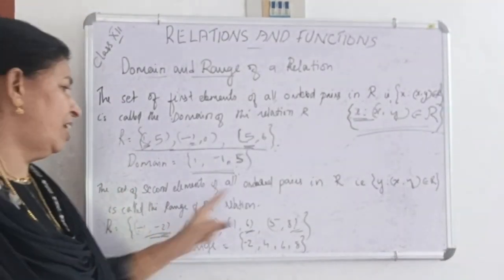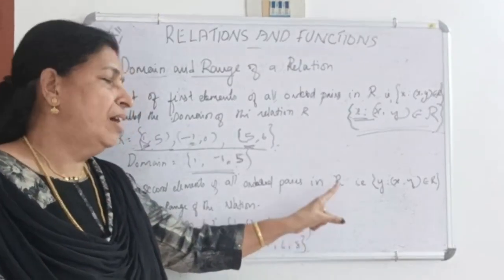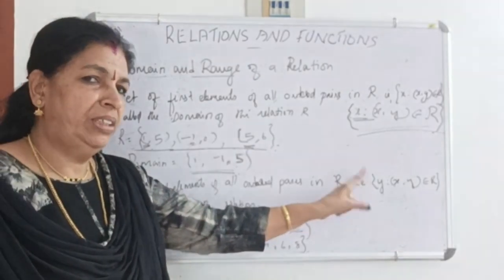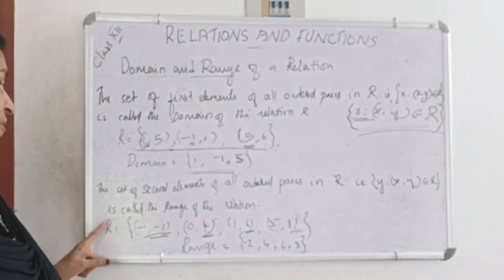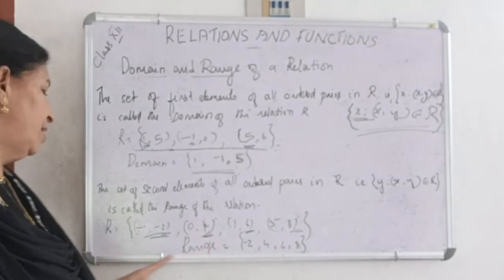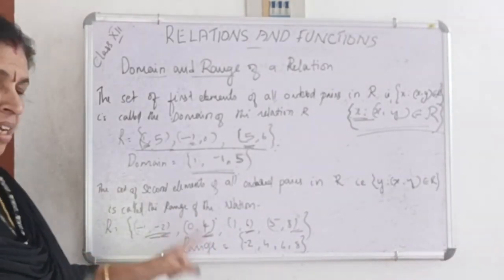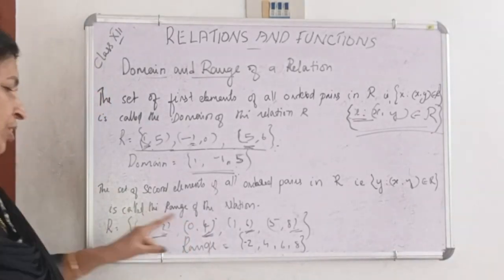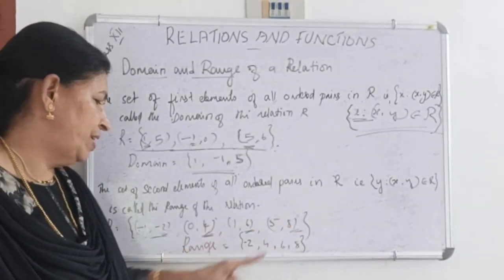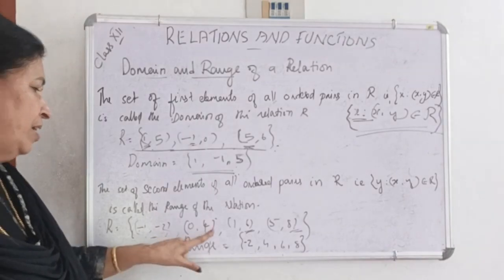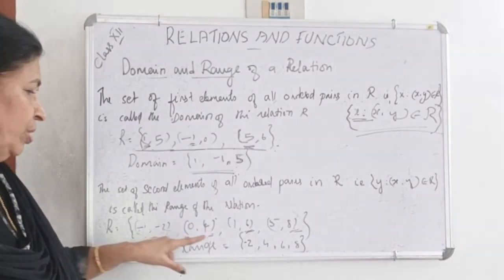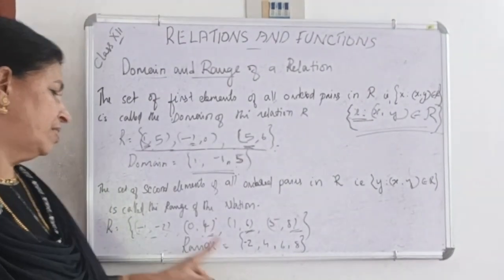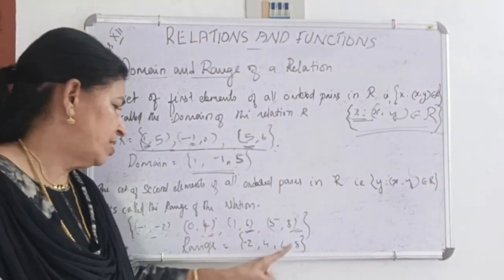The set of second elements of all ordered pairs in relation R, that is, the set of Y, second elements Y such that ordered pair (X, Y) is an element of R, is called the range of that relation. Consider a relation R equal to (-1, -2), (0, 4), (1, 6), (5, 8). Then range equals the second elements; just group them all and write. -2, 4, 6 and 8. The range of this relation is {-2, 4, 6, 8}.